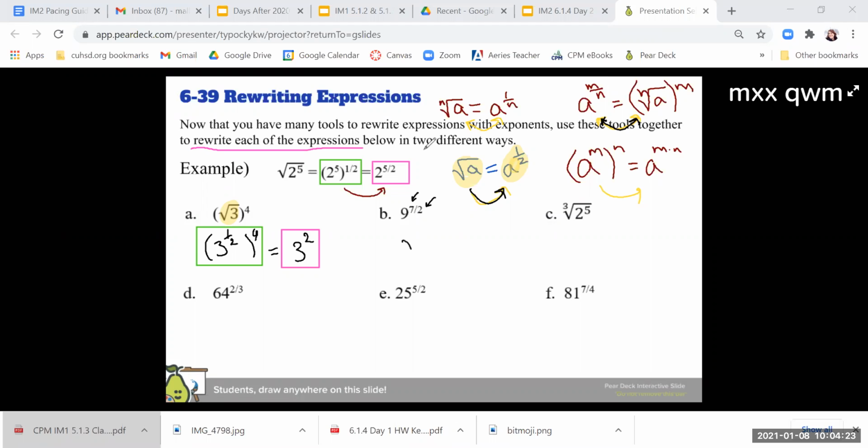So I'm going to do the square root of 9. You don't have to write a 2 in the index, but you can, because the default is a 2. And then I'm going to raise that to a power of 7, the square root of 9 to the power of 7. So this is my first equivalent expression. Oh my gosh, I can't get that 7 in there. Okay, there's my first equivalent expression.